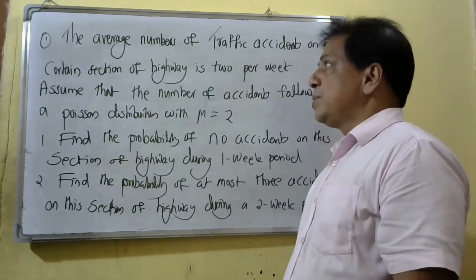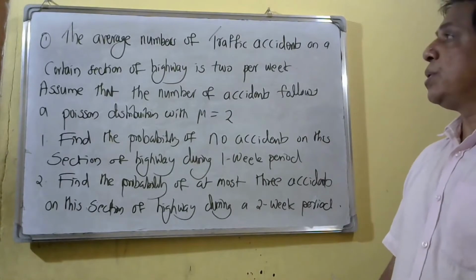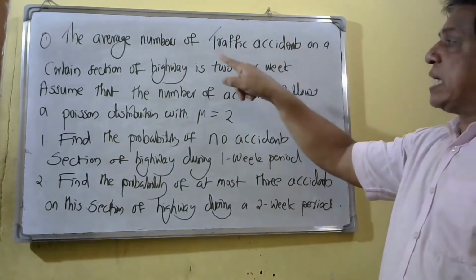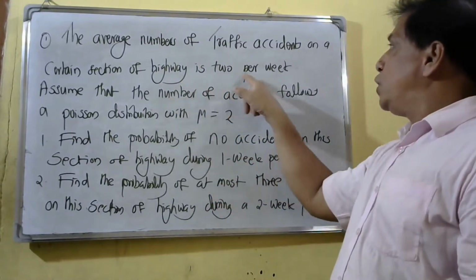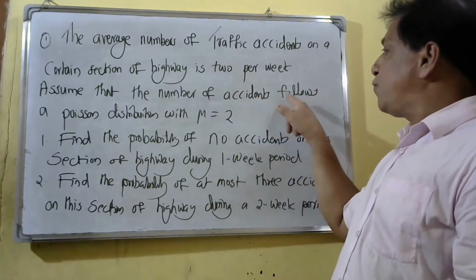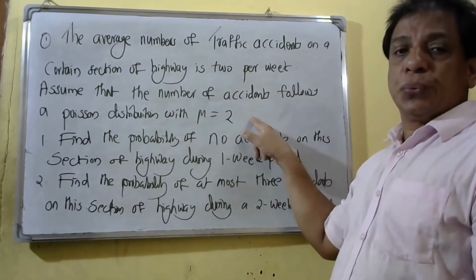Good morning, students. Today we will discuss one problem related to Poisson distribution. The average number of traffic accidents on a certain section of highway is 2 per week. Assume that the number of accidents follows a Poisson distribution with mu equal to 2.